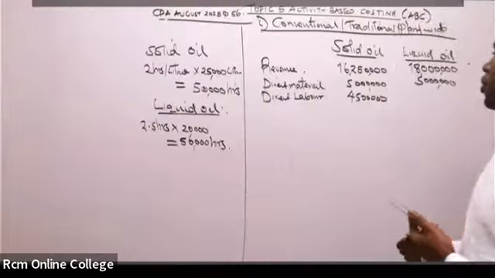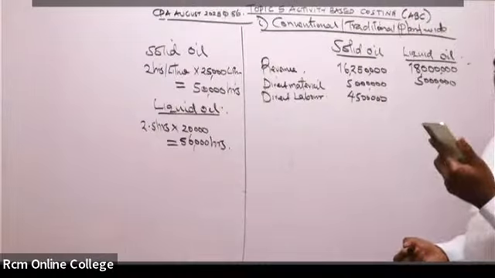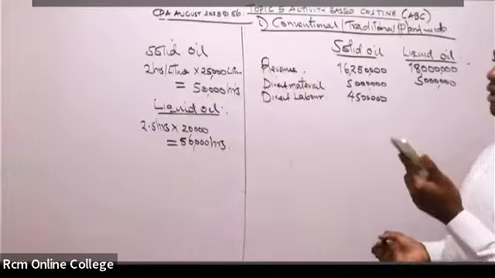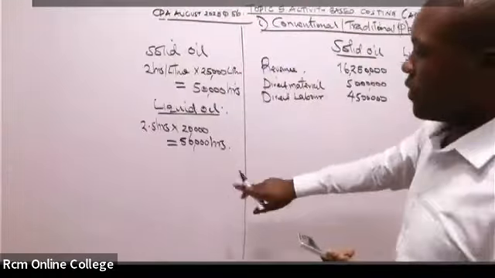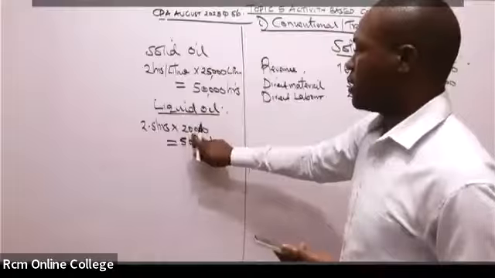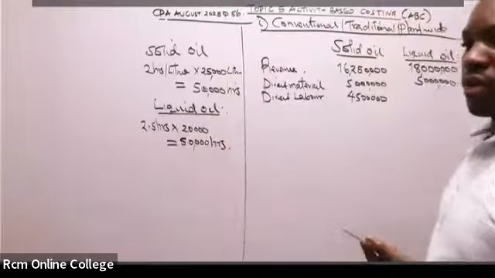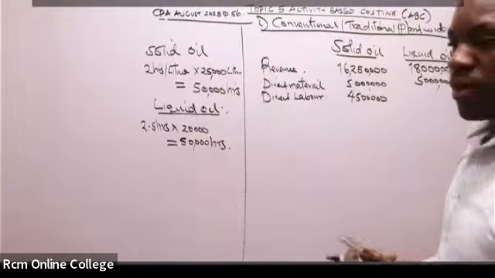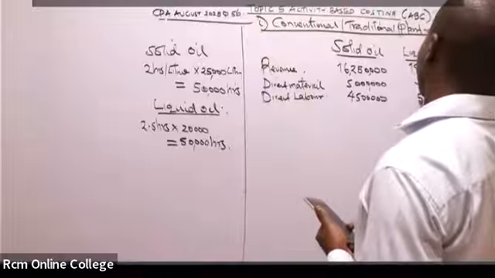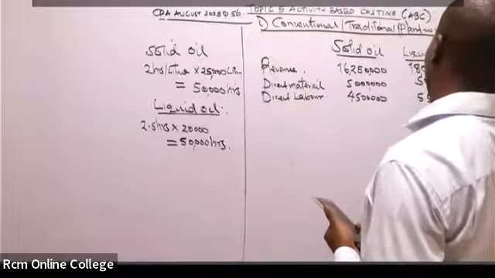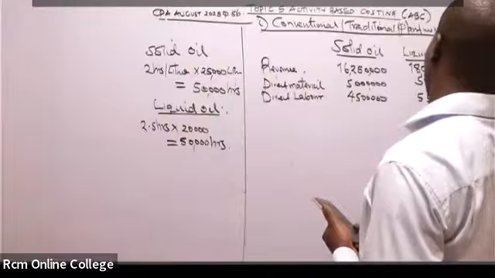When you take now the liquid oil, we have 110 times 50,000. What are we getting? 5,500,000. Good.